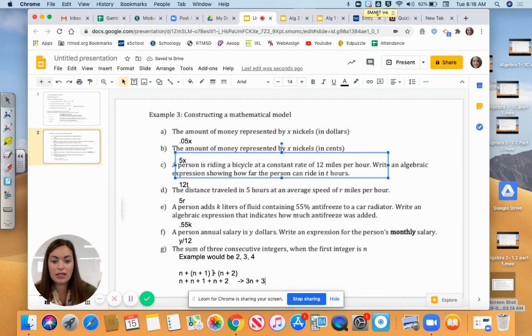If you flip this over to the next page, there's 5 problems that I want you guys to try on your own. And then we'll go over these together as a group.